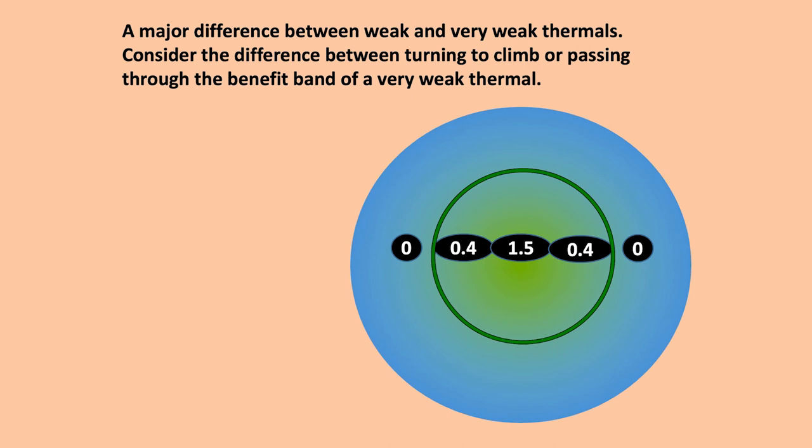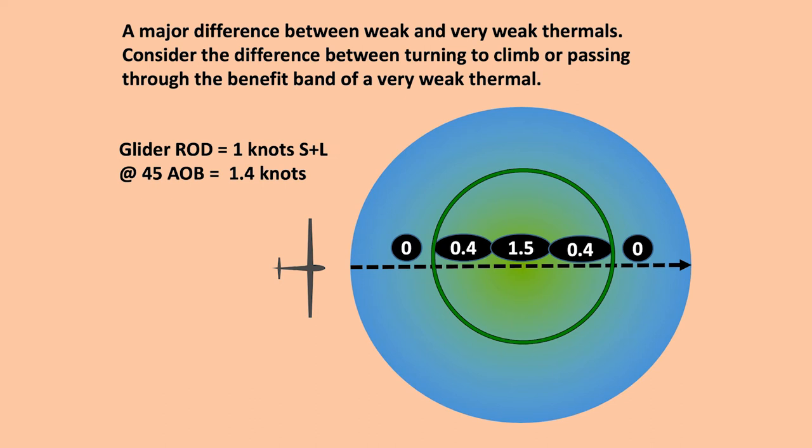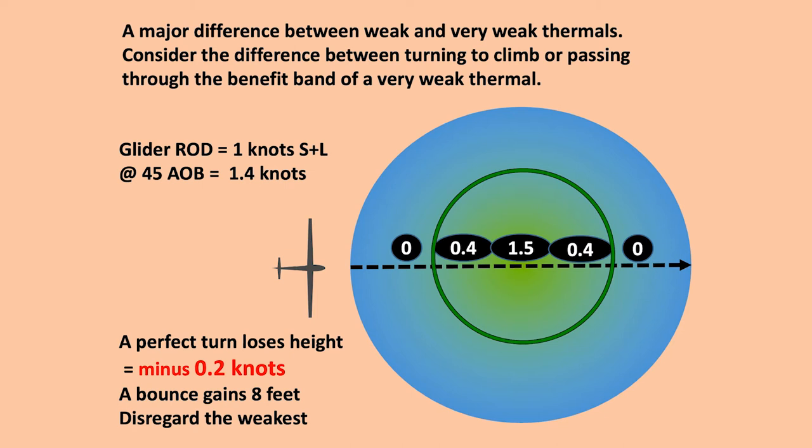Of course, we might have about the weakest thermal that we can possibly have. Here, the glider rate of descent, just the same at 1 knot, 1.4 in our 45 degree angle of bank turn. A perfect turn loses height. We become minus 0.2 of a knot, whereas a bounce straight through will give a gain of 8 feet. So you must disregard the weakest thermals.